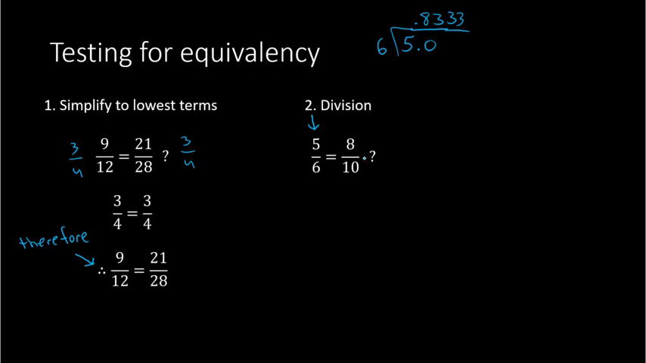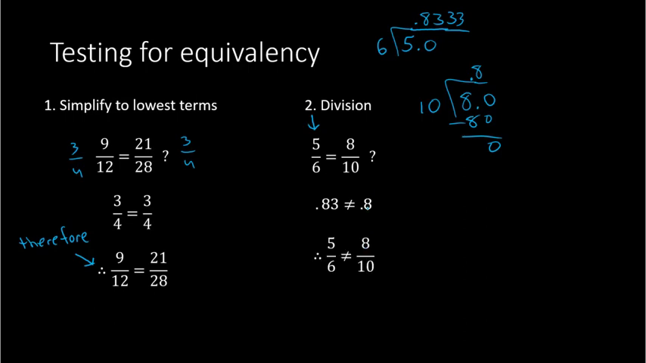And then 8/10, we can do the same thing, 8 divided by 10. This one you should have memorized to be 0.8. If you don't have that memorized, you'd have to add a decimal and a 0. 10 goes into 88 times. 8 times 10 is 80, subtract, no remainder. So 8/10 would be 0.8. All right, so notice 0.83 repeating is not equal to 0.8. They're not the same number. So therefore, the two fractions are not equal to each other.